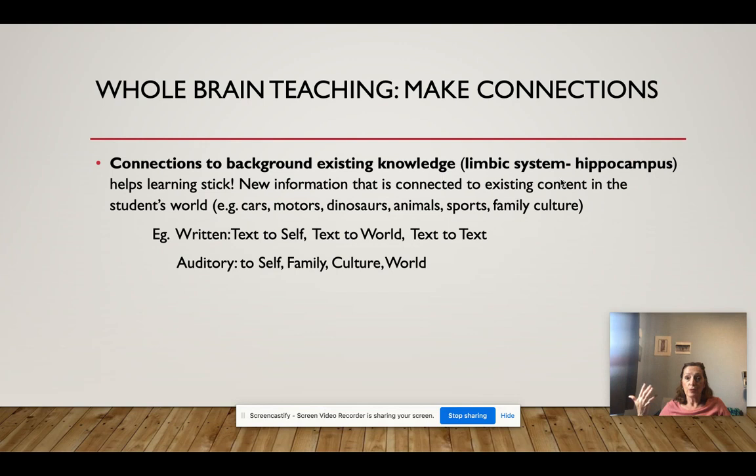And then there's auditory. There's written, auditory. So when we hear something, we might connect it to something within ourselves, or in our family, or in our culture, or in our world. So whole brain teaching is acknowledging those connections. Whole brain teaching is pausing and digesting and talking about what those connections might be, helping kids see them, going slow and helping them see them.